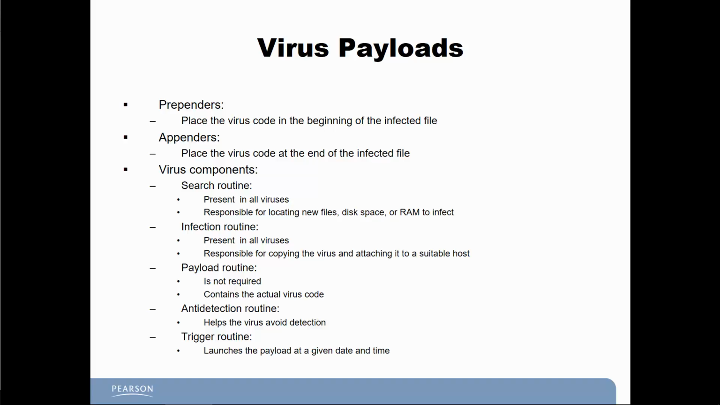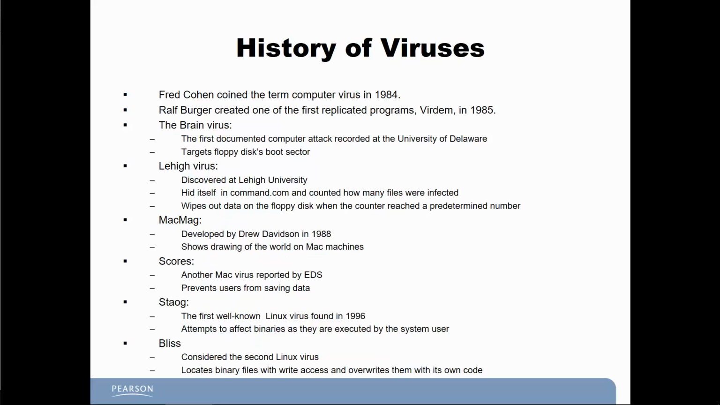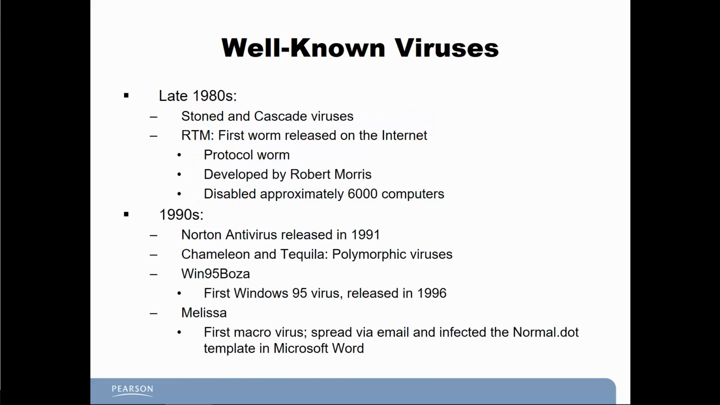So let's go ahead and get into some of the history of viruses. We are looking at some of the major viruses in the early 80s, things like the Brain virus or the Scores virus or the Bliss virus. Late 80s, we're looking at RTM, which is one of the major worms. Early 90s, Norton antivirus was finally released. And mid 90s, we had the first Windows 95 virus. We had Melissa.